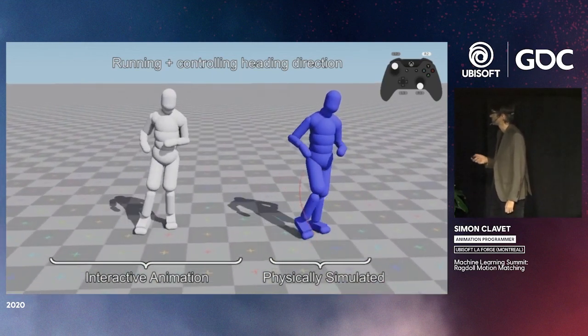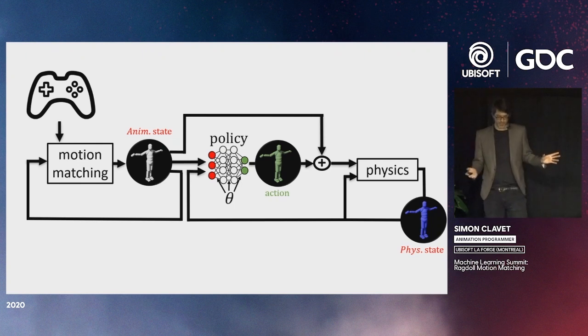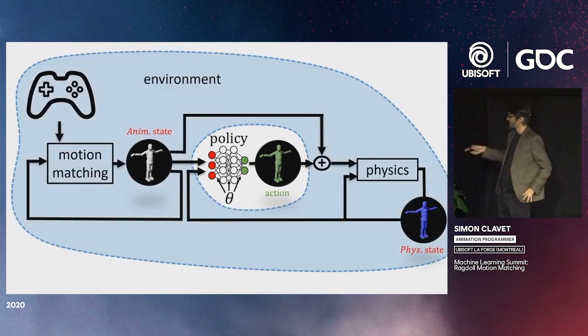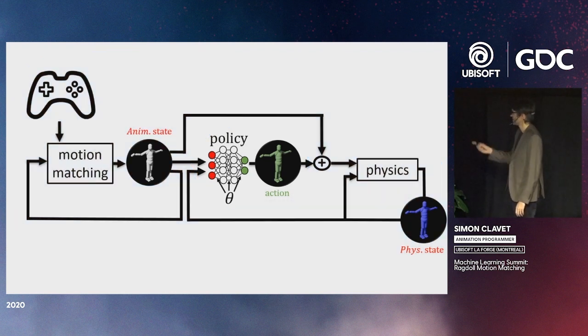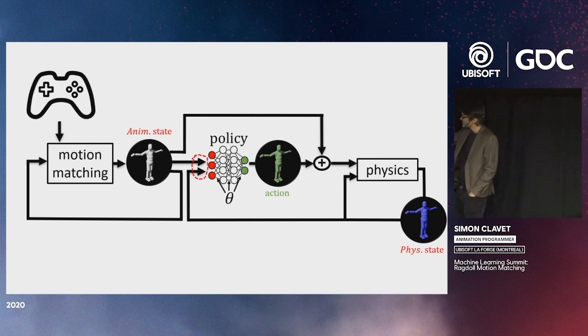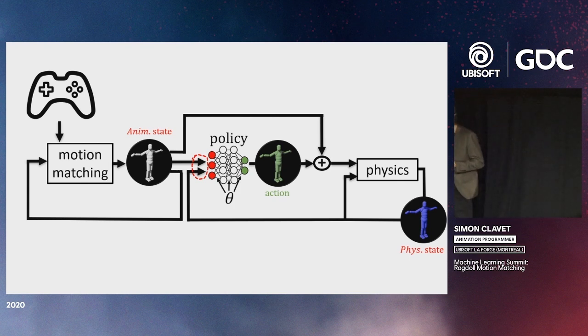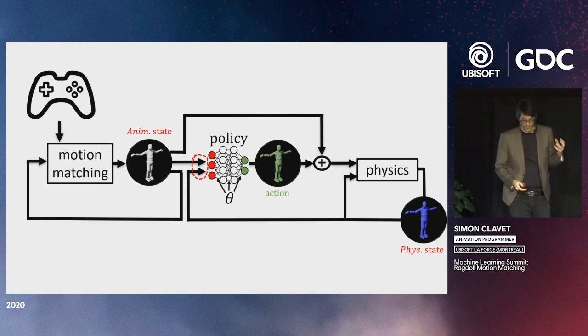Okay, so that's the problem and the solution. But now let's look at this. So this is the big diagram. Everything that's not the policy is the environment. There's lots of arrows there. Let's focus on this part here first. You see that that's a state that we give to the policy. See the two arrows there? On the left, there's the motion matching part that gives an animation state, like a kinematic state. And on the right, there's a physics engine that has a physical state for the physical character. We give both as a state to our policy.